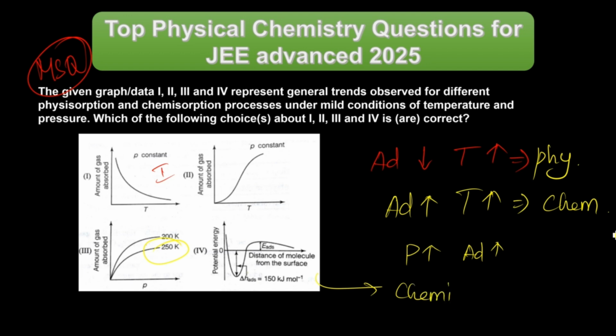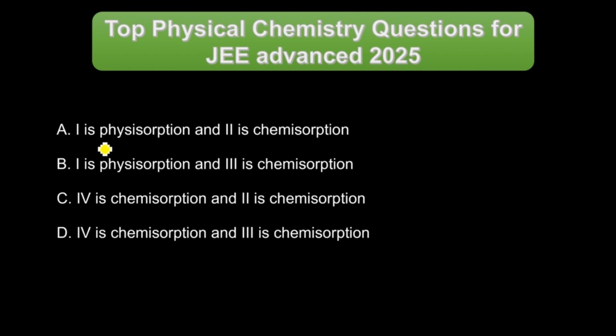So let's see the options and we'll decide. First one is physisorption, second one is chemisorption. This is right. First one is physisorption, third one is chemisorption. No, this is not. Fourth is chemisorption, second is chemisorption. Okay. Fourth is chemisorption, third is chemisorption. No, this is not right. So which means A and C are the right answers to this question.